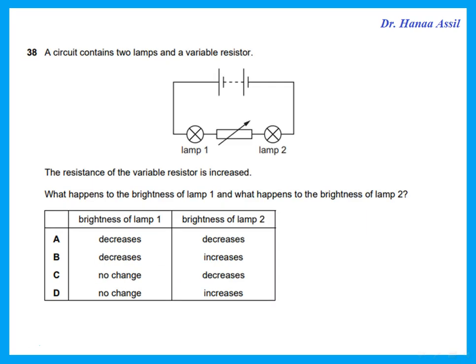Okay, a circuit contains two lamps and a variable resistor. The resistance of the variable resistor is increased. What happens to the brightness of lamp 1 and what happens to the brightness of lamp 2? Remember that if we increase the resistance, there is less current, so actually both of them, their brightness will decrease.